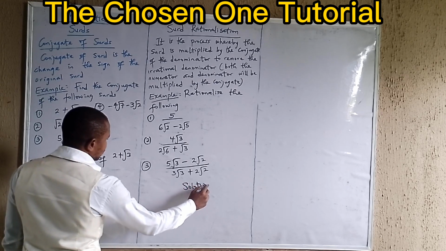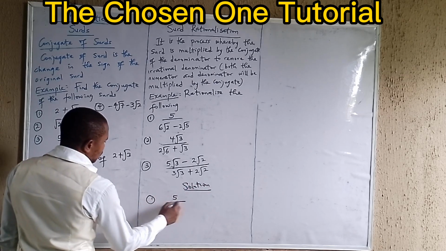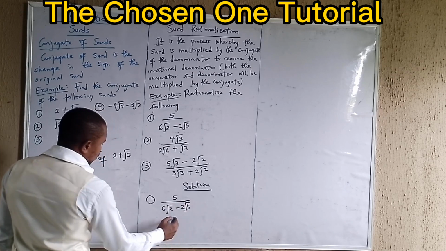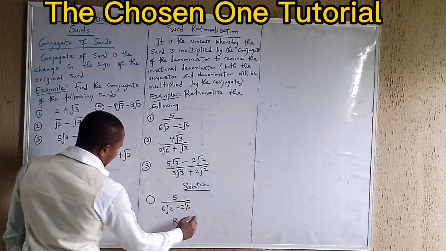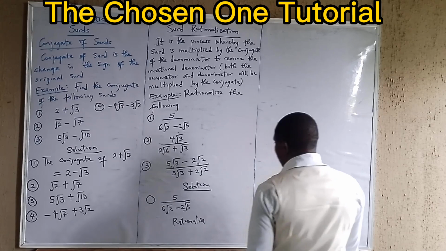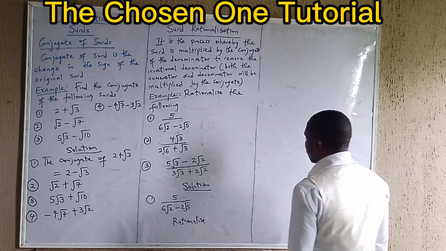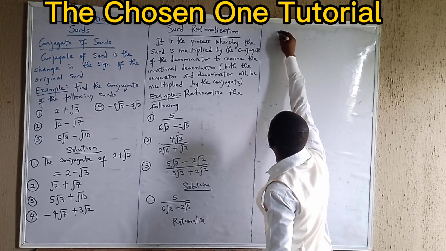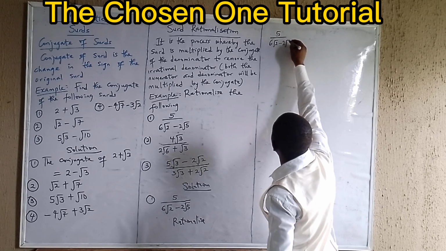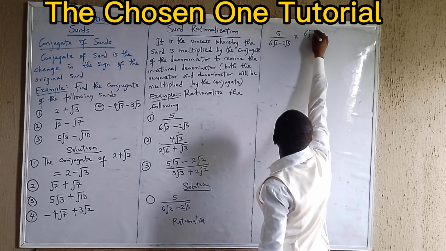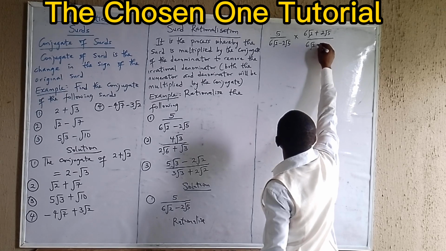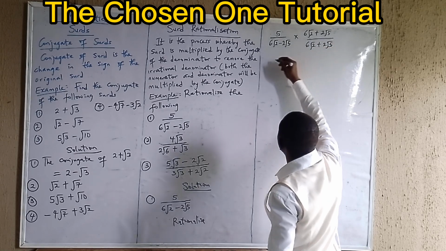Number 1, we have 5 over 6 root 2 minus 2 root 5. We are going to rationalize. And when we rationalize, we are going to multiply both the numerator and denominator by the conjugate of the denominator side. So we are going to have 5 over 6 root 2 minus 2 root 5 multiplied by 6 root 2 plus 2 root 5 over 6 root 2 plus 2 root 5.